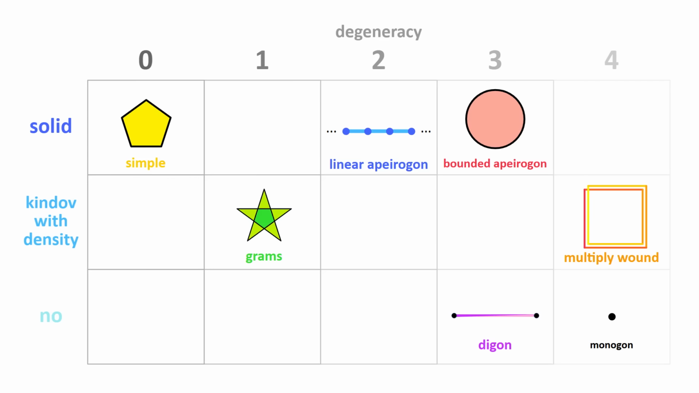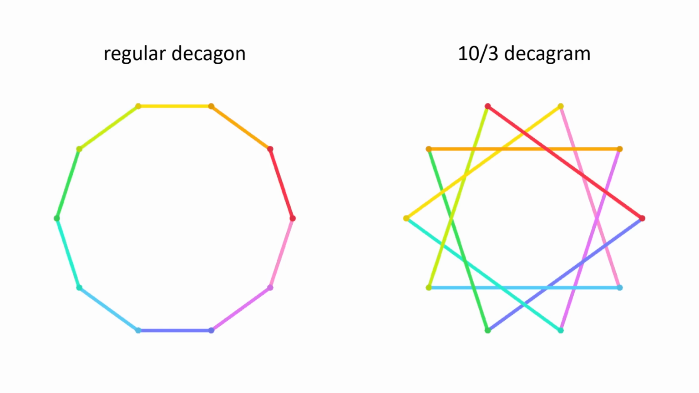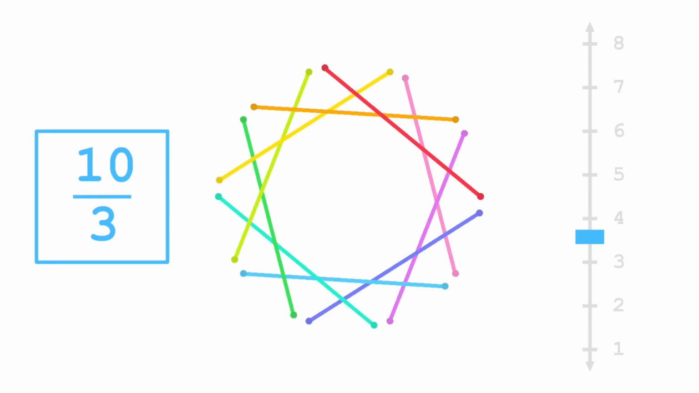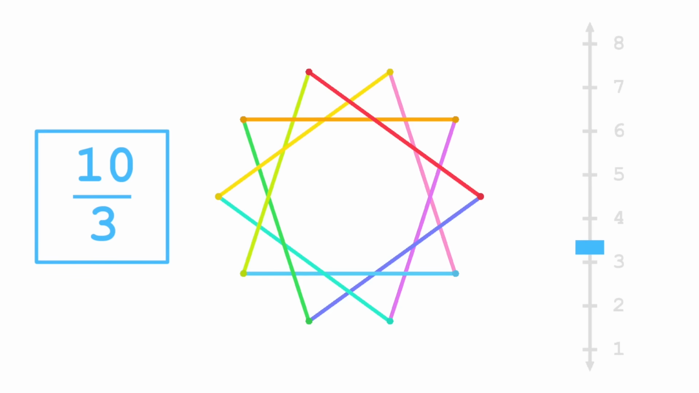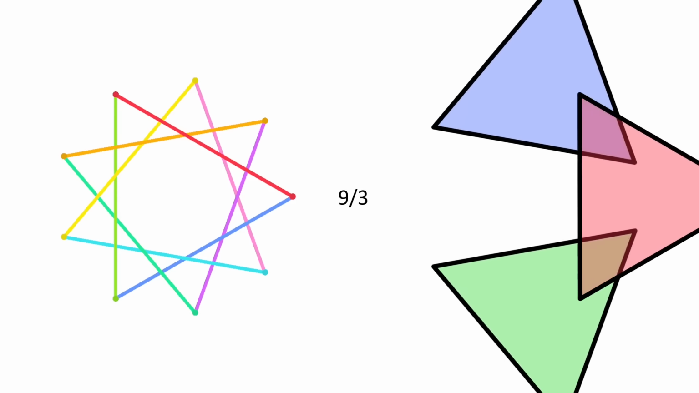The second approach is more complicated but also more useful. Take a look at the 10 over 3 decagram, for example. Just like the regular decagon, it has 10 evenly spaced corners, but instead of connecting adjacent corners, the edges connect corners spaced 3 apart. So an alternative algorithm could be something like this. To construct an A over B polygram, start with A evenly spaced points in a circle, and from each one, draw a line connecting it to the one B spaces clockwise. Using this method, the 9 over 3 enneagram looks like this. But if you look closely, you'll notice it's pretty much indistinguishable from 3 stacked triangles.